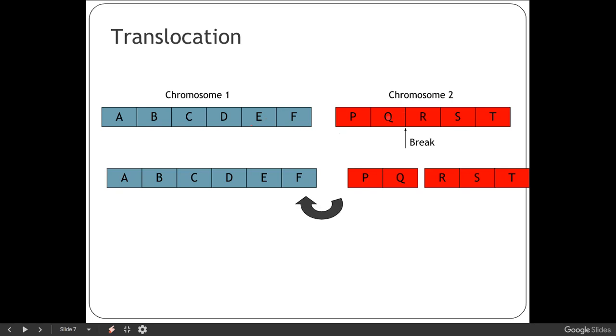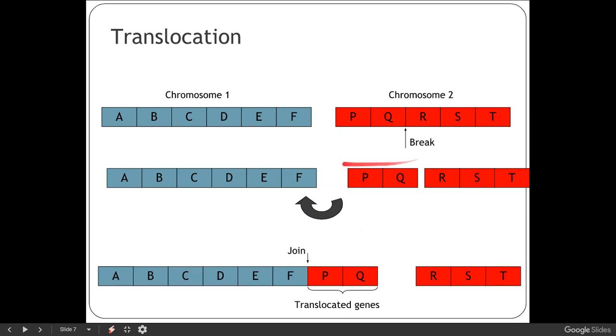And all that's going to happen is that section that has broken off from chromosome 2 is going to come over and join on with chromosome 1. So we've got these translocated genes over here. Again, this wouldn't necessarily be a huge impact because we've kept the right number of genes. However, that means that chromosome 1 is now a different shape to its homologous partner.